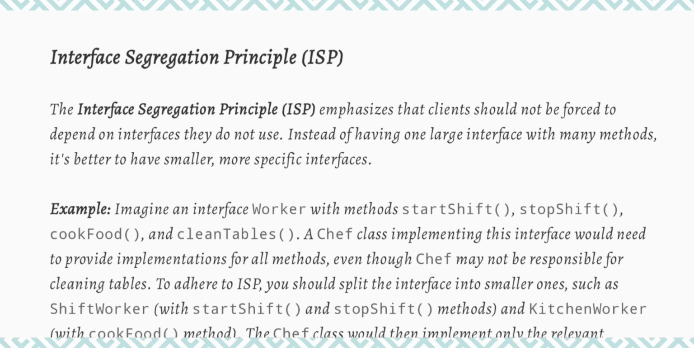Interface Segregation Principle. The Interface Segregation Principle, ISP, emphasizes that clients should not be forced to depend on interfaces they do not use. Instead of having one large interface with many methods, it's better to have smaller, more specific interfaces.